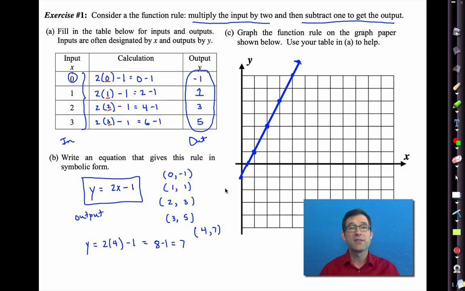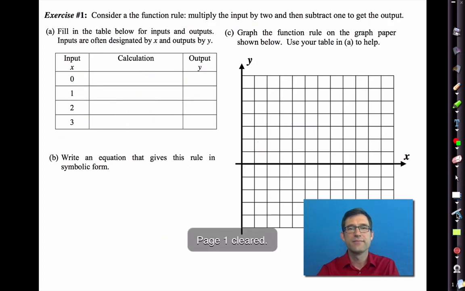All right, now this was a very, very full exercise. So pause the video now, think hard about what we did, and write down what you need to. All right, here we go. All cleared. Let's keep moving on.